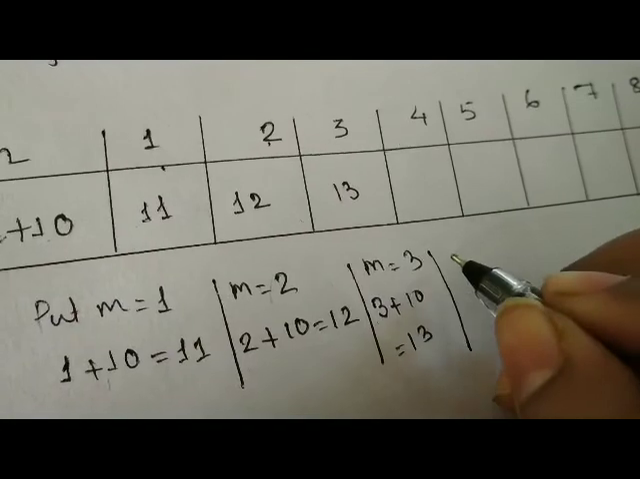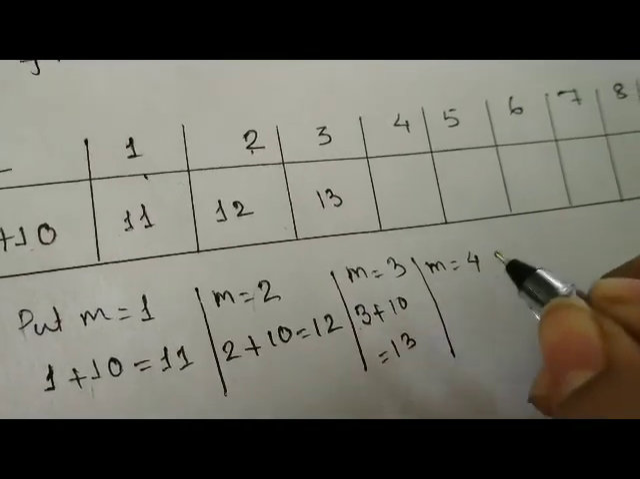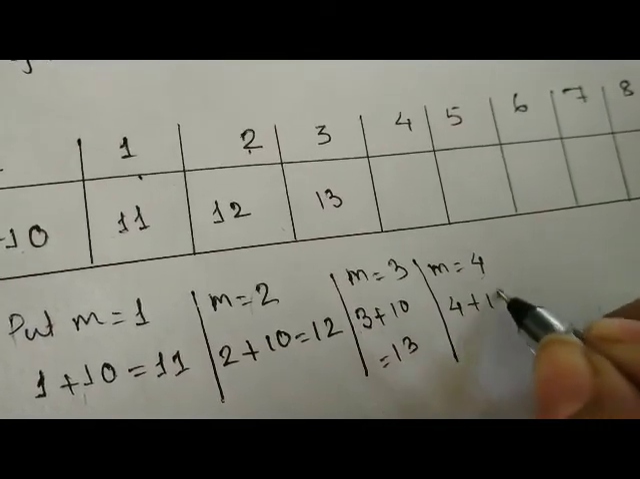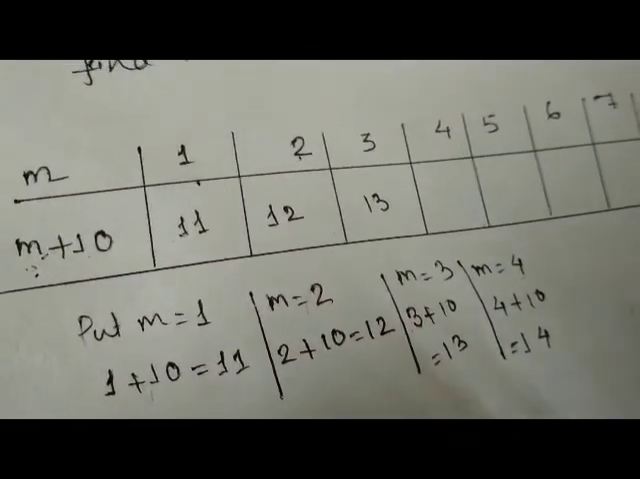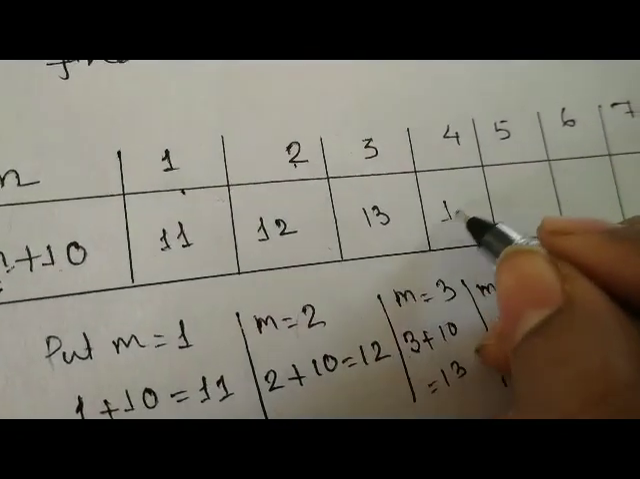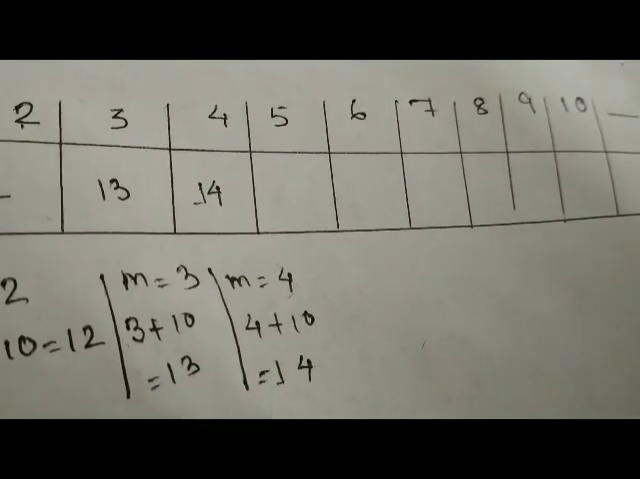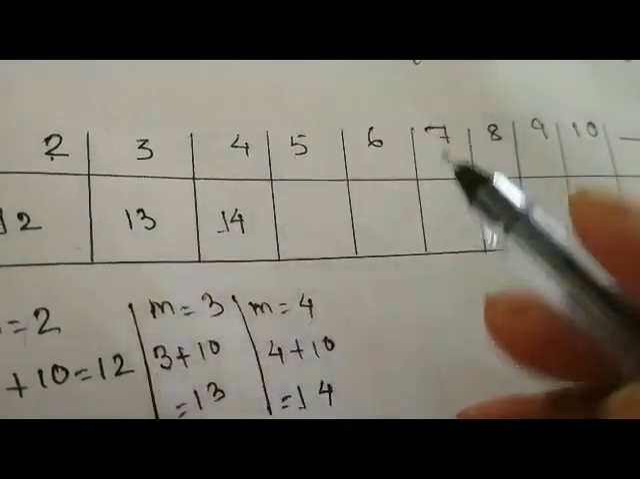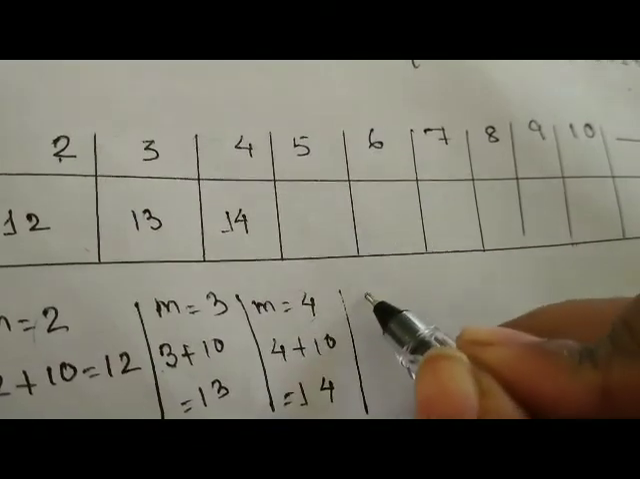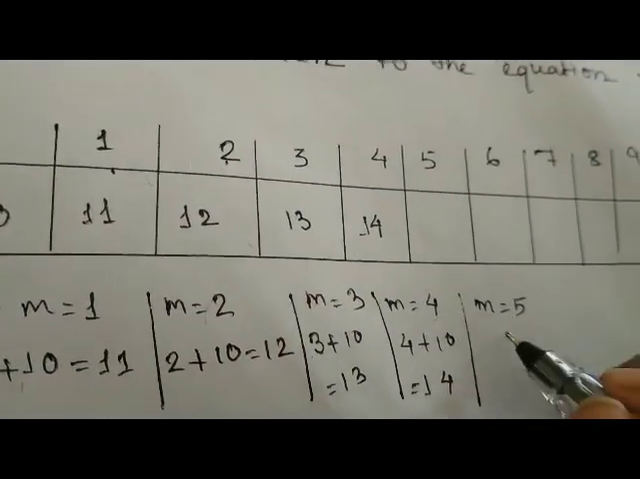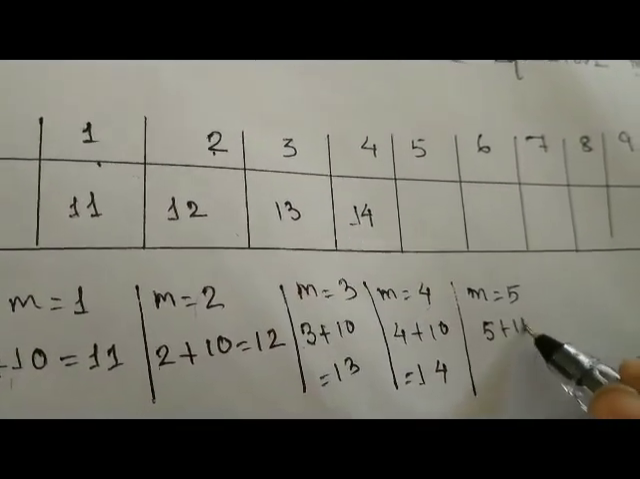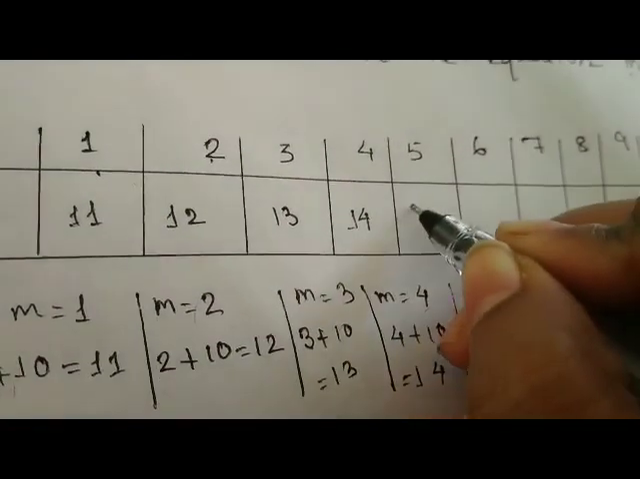Now here m is equal to 4. So 4 plus 10 is 14. So we will write 14 here. Now next we have 5. So again in place of m we will put 5, and 5 plus 10. Here 5 plus 10 is 15. So we will write 15 here.